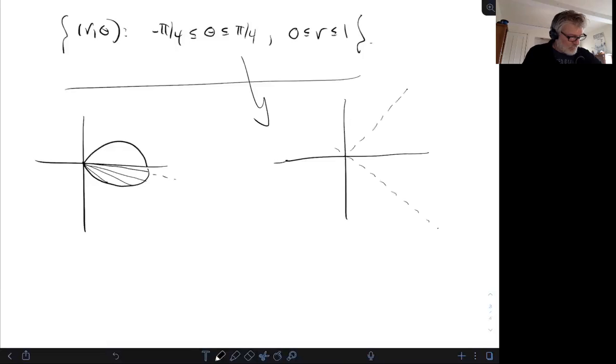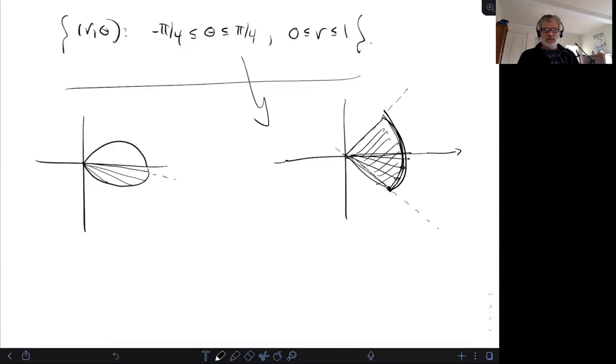So for each angle theta, r can be anything between 0 and 1. So this will go from anything between 0 and 1 is good. Here, anything between 0 and 1, 0 and 1, 0 and 1. So what am I getting? It'll be that part of the circle of radius 1 here. That's what I would get.